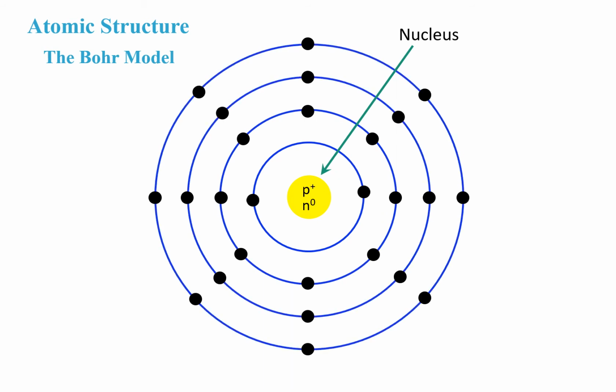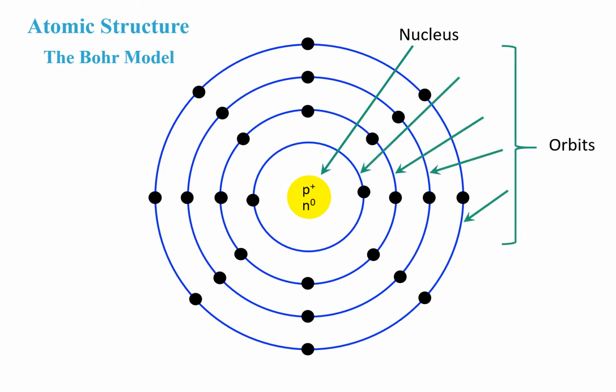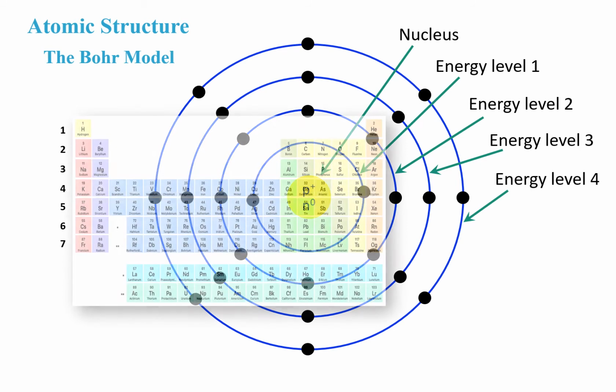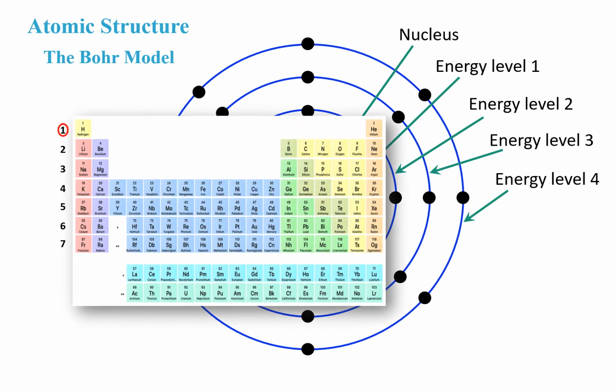However, it is important to keep in mind that this model is simplified, but because it still provides valid explanation for basic concepts, it is widely used in elementary chemistry. The regions inhabited by the moving electrons are called orbits, shells, or energy levels. These are numbered starting with the one closest to the nucleus, and they match the periods or rows on the periodic table. For example, hydrogen in period 1 has 1 energy level. Calcium in period 4 has 4 energy levels, and so on.